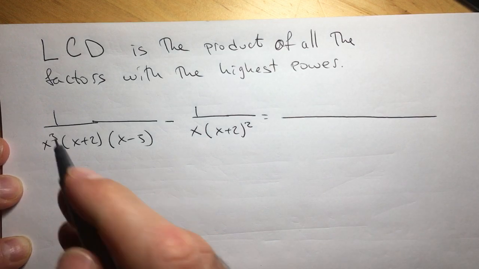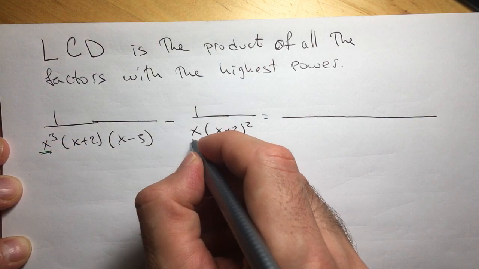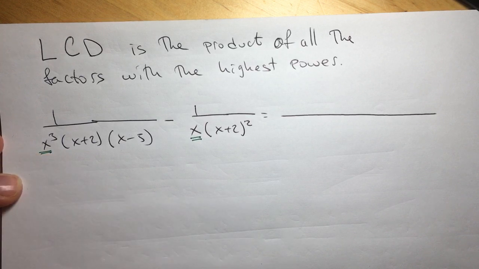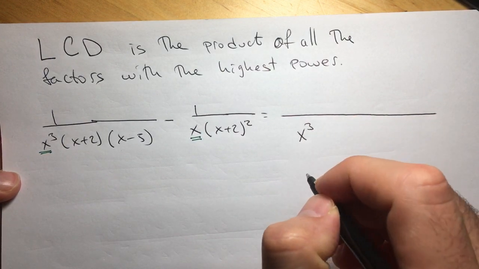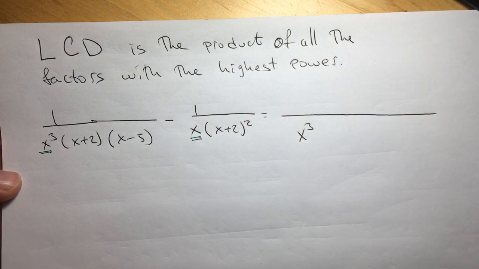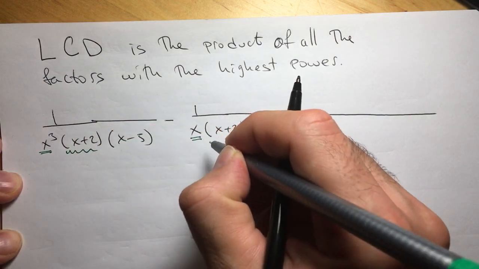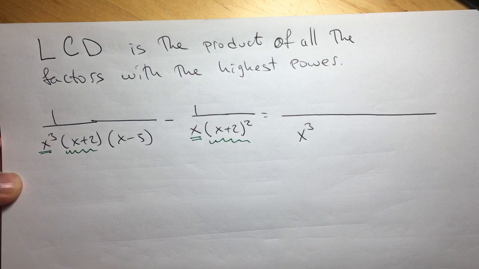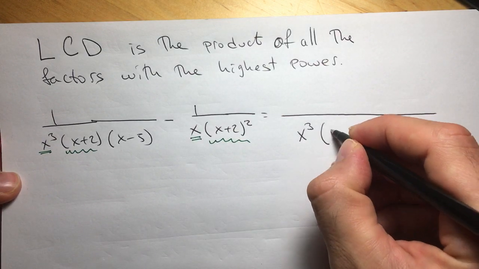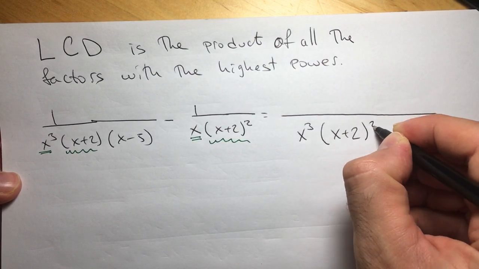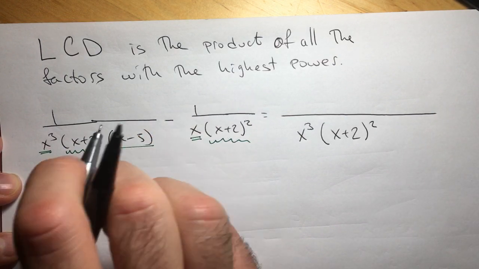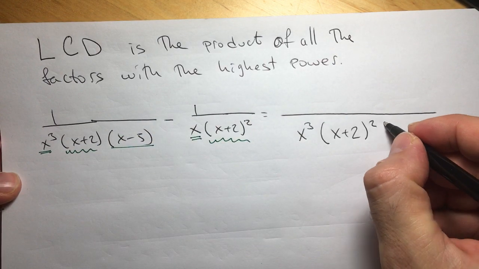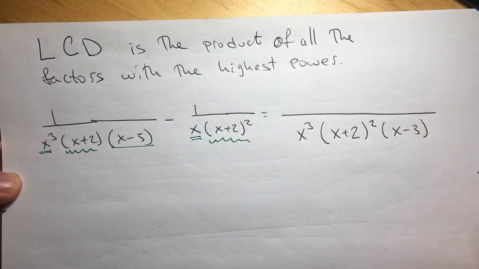Okay, so here I have x cubed, and here I have the factor of x. So that means that here I'm going to take x cubed as the highest one. Here I have x plus 2, here I have x plus 2 squared. So the least common denominator is going to be x plus 2 squared. And finally, here I have x minus 3, so I have to take that one, x minus 3. Okay?